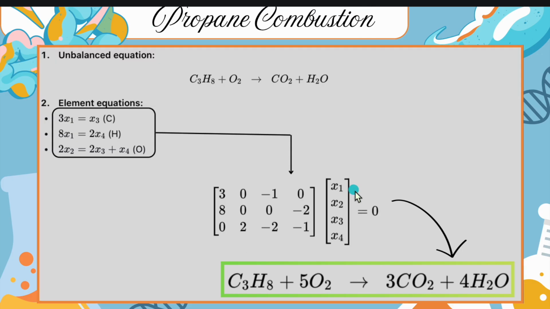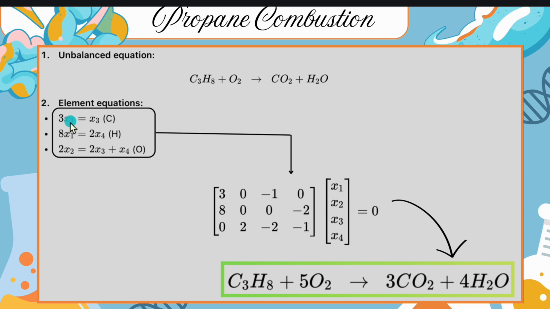Let's go to slide 4. Now we're going to see an application of the method we saw previously, and we will take the propane combustion equation as an example. Here we'll start with the unbalanced equation of the propane combustion, and if we assign coefficients, we can write an equation for each element. Here, this is the equation for carbon.